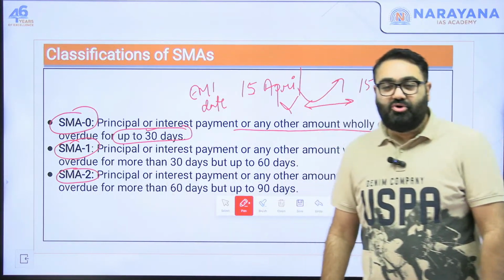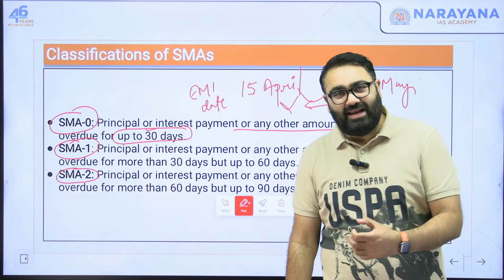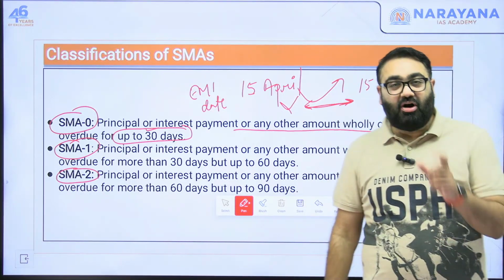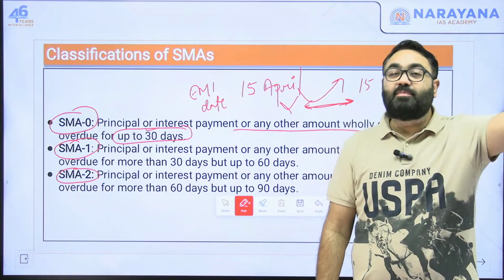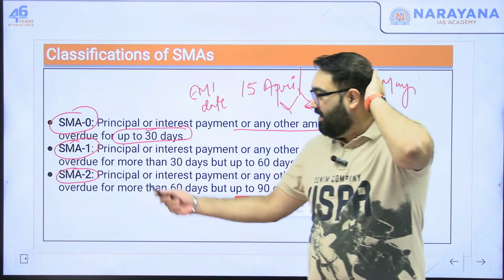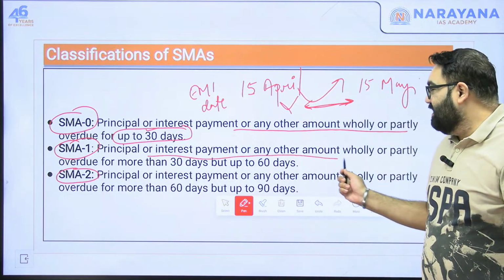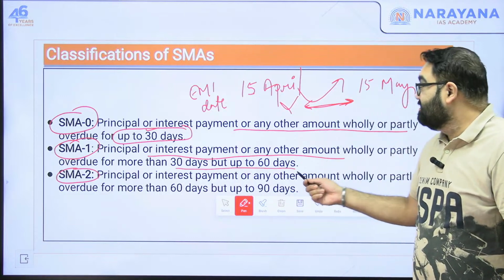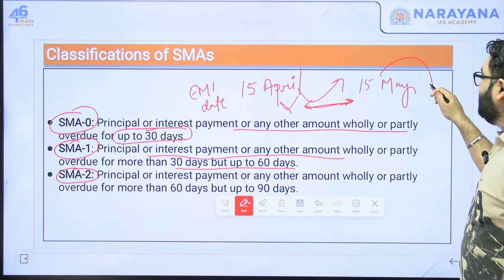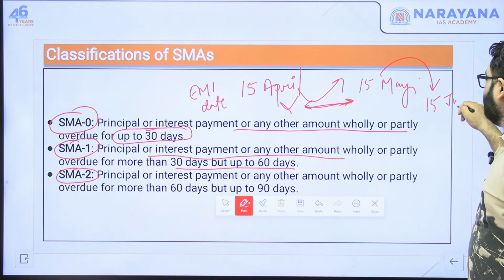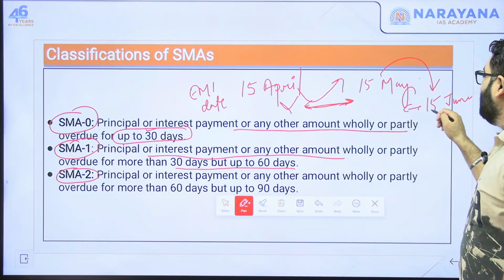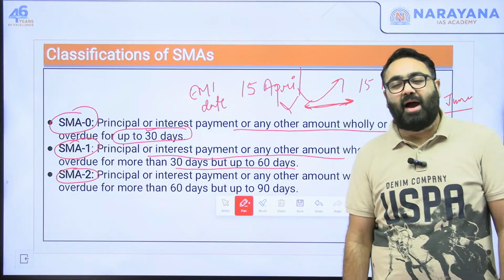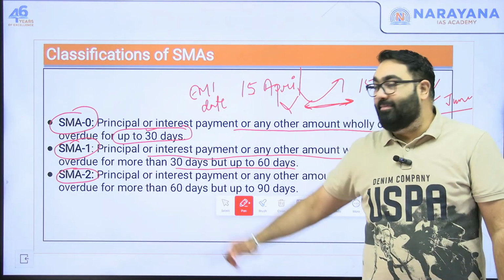So it will be an SMA 0 account in case you have not paid back the money that you owe for up to 30 days. If it goes beyond that, then it becomes SMA 1, where principal or interest amount or any other amount is not repaid or is overdue for 30 to 60 days. So basically, after this, let's say 15th of June, up till this period, if there is no part payment or whole payment that is made back, then it becomes SMA 1.